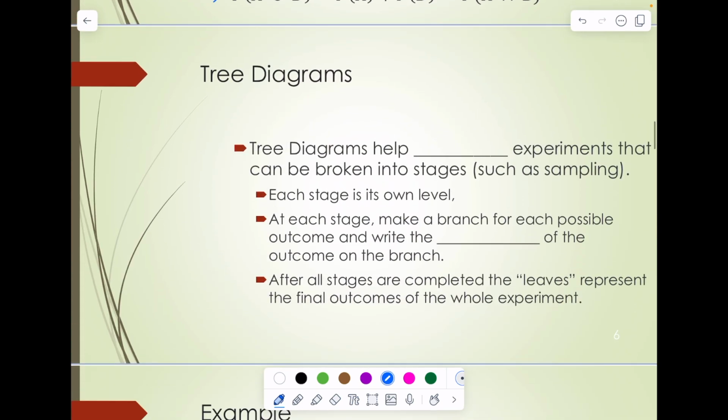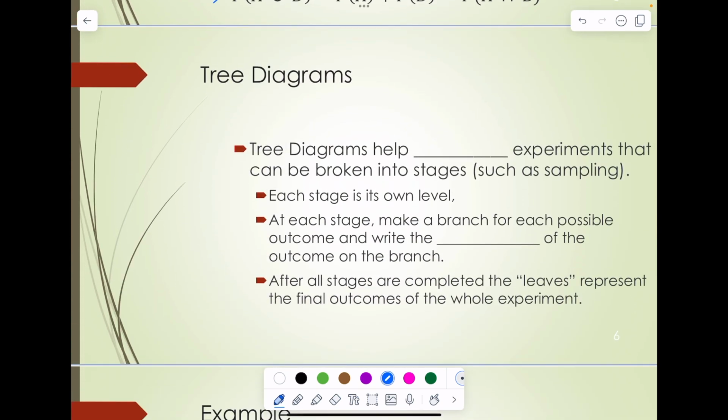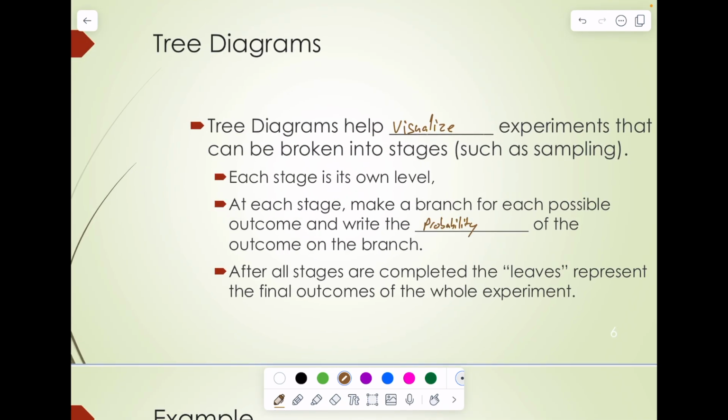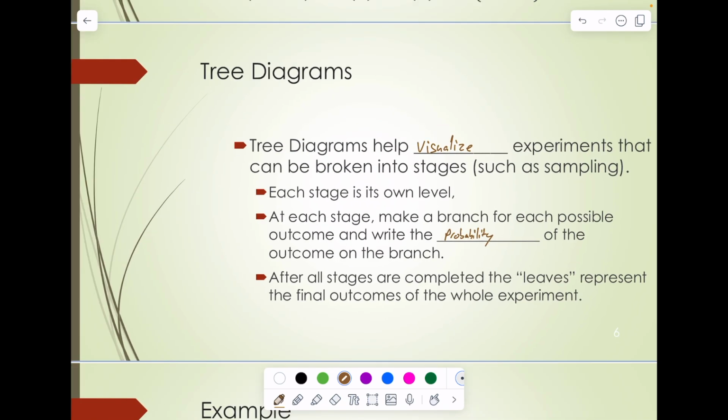Okay, tree diagrams. Here is another tool that will help us with another rule. Tree diagrams help us visualize experiments that can be broken into stages, such as sampling. Each stage is its own level of the tree. At each stage, make a branch for each possible outcome and write the probability of the outcome on the branch. After all stages are completed, the leaves represent the final outcomes of the whole experiment.